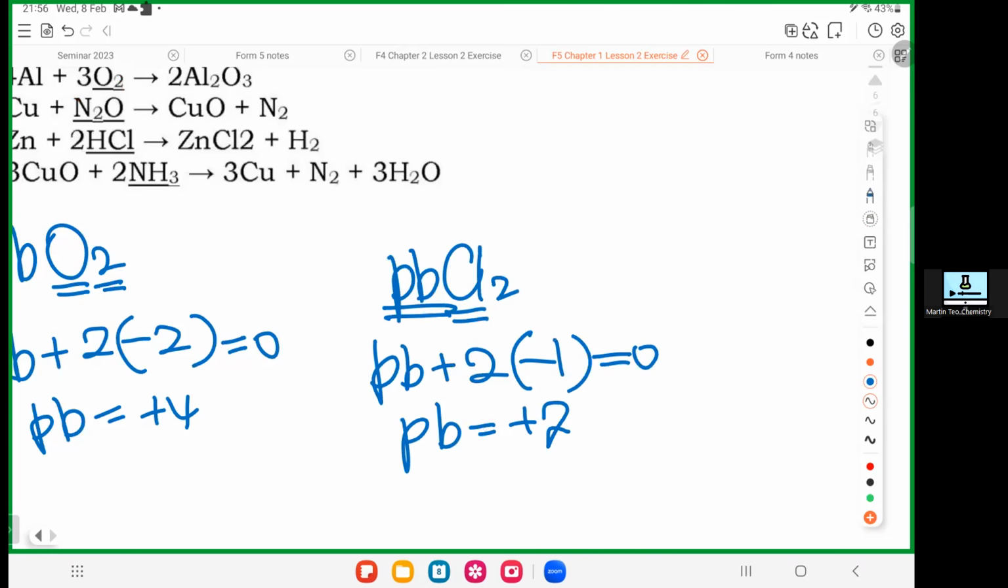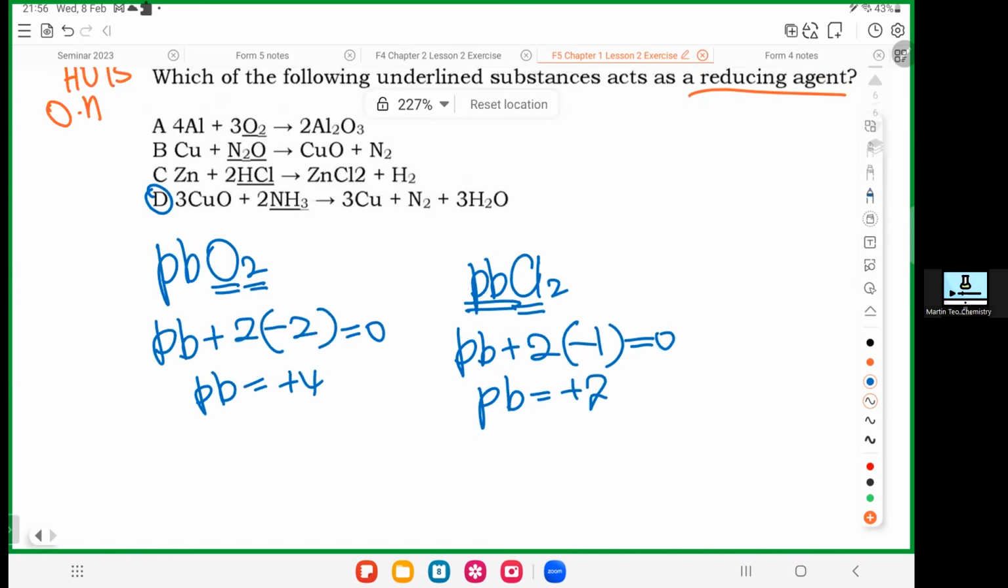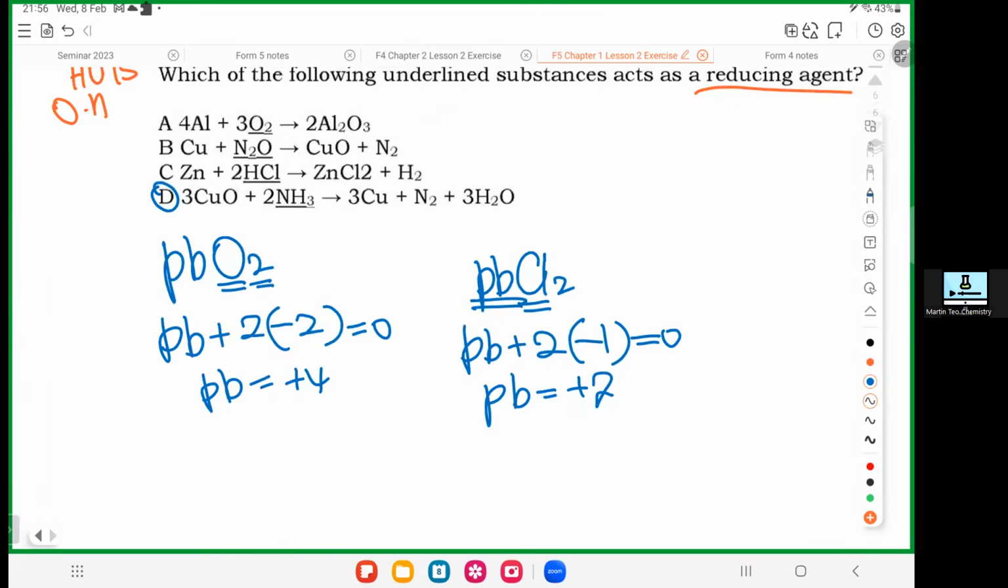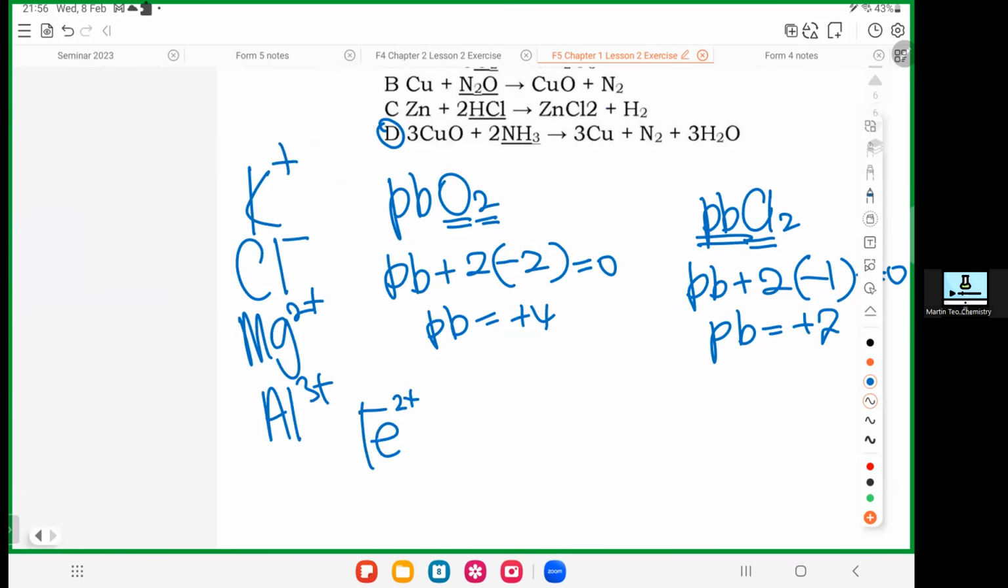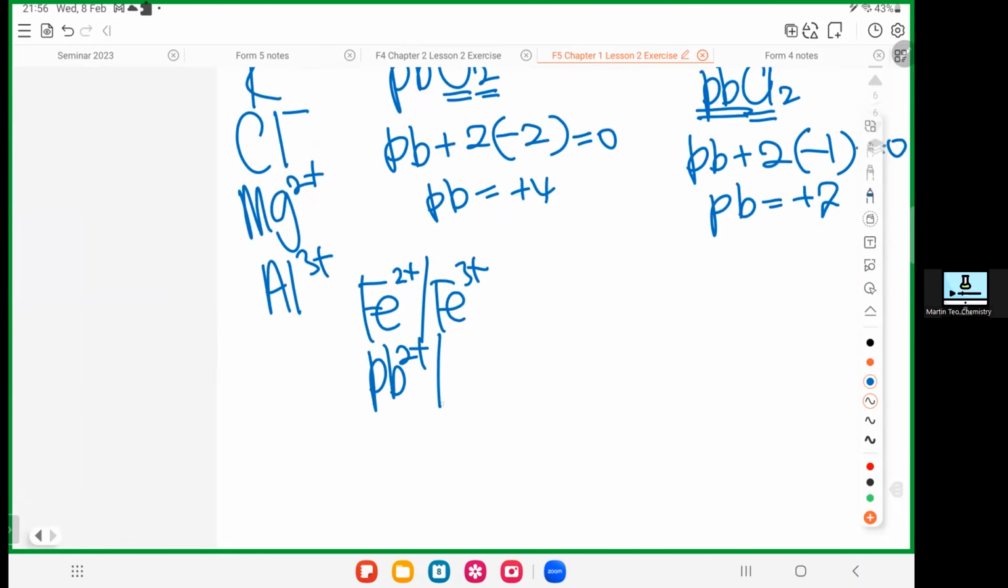So if you have any oxidation number that you're not so sure of, just calculate. For example, K, I know confirm K+. Cl, I know Cl-. Magnesium confirm Mg2+. Aluminium confirm Al3+. All these I know. But iron, maybe Fe2+, maybe Fe3+, I don't know, I need to calculate. Pb, maybe Pb2+ or Pb+, I don't know, I need to calculate. So anything you're not sure, you just calculate. So Duncan, did I answer your question?